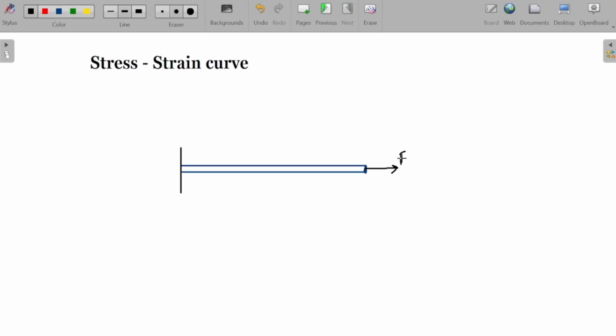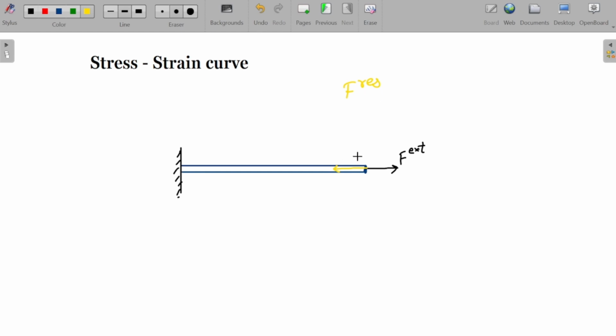This force, let's say F ext, is trying to stretch this wire. So how will this wire behave now? Here it has been fixed. Initially, when we start applying this external force, there will be a corresponding restoring force in this material, and let's write it as F res. This restoring force per unit cross-sectional area will be the stress produced in this wire.